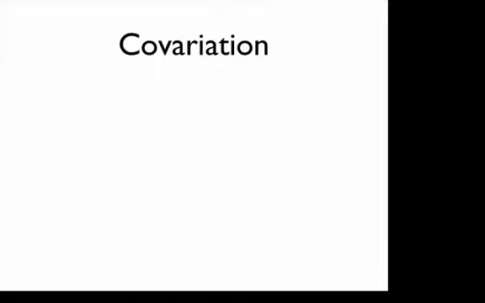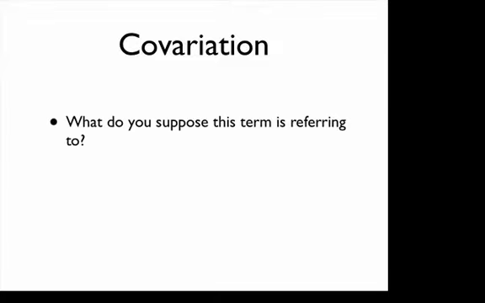Yes, sir. Two things that are different together. Okay. Sounds good so far. Anyone want to expand on that? As one thing changes, another thing will change with it. Right. Okay. Covariation is we've got two changing quantities, and it's referring to how they change together.